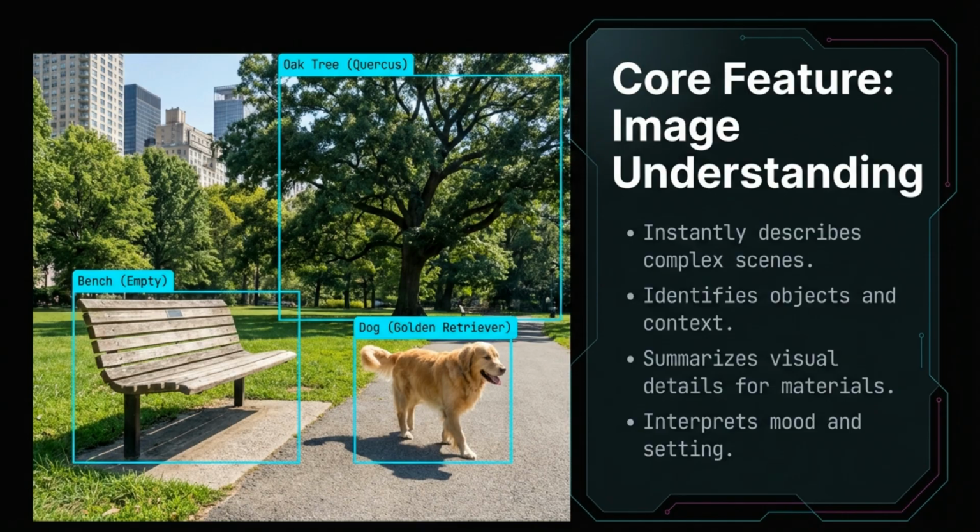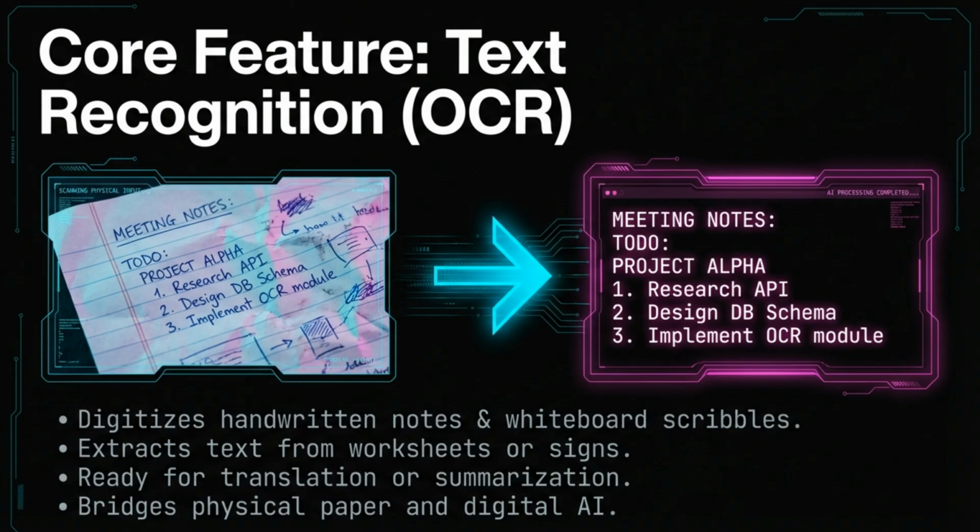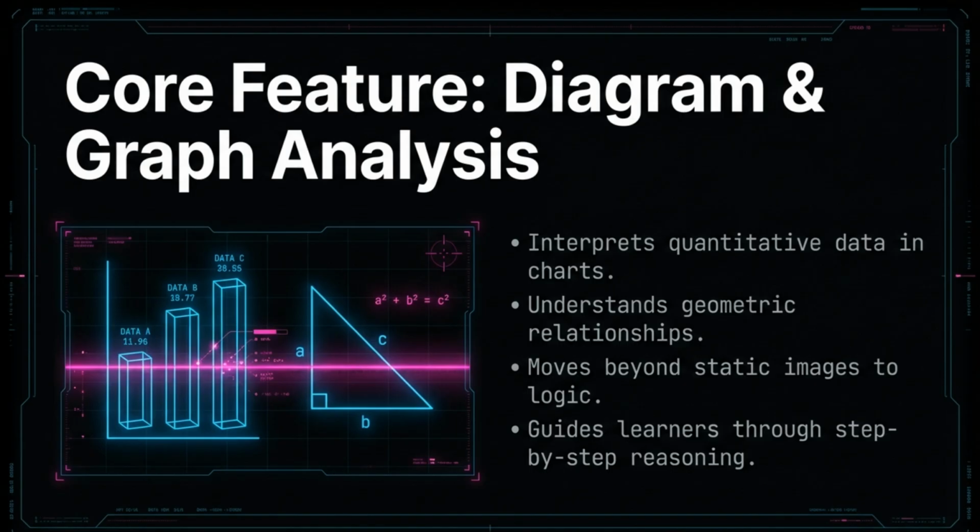A core feature is image understanding. Vision can instantly describe complex scenes, identify objects in context, and summarize visual details, even interpreting the mood and setting. Another core feature is text recognition, or OCR. It digitizes handwritten notes and whiteboard scribbles, extracts text from various materials, and bridges the gap between physical paper and digital AI.